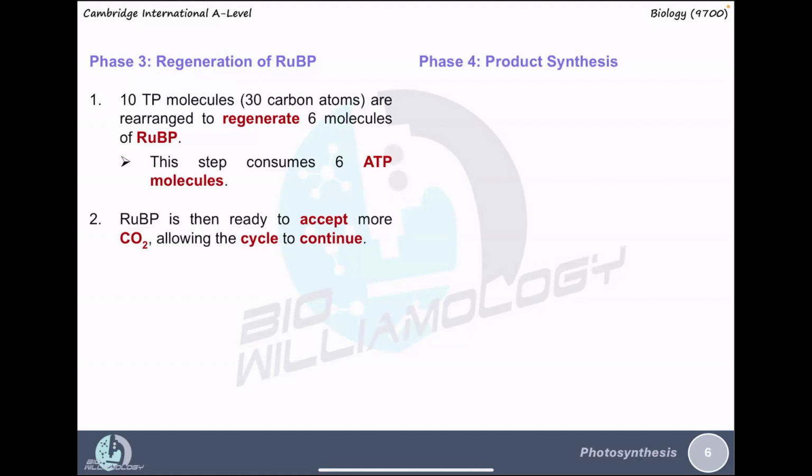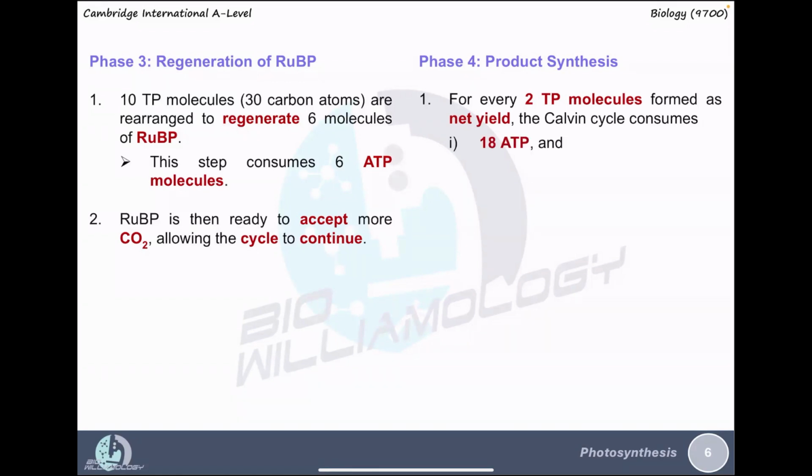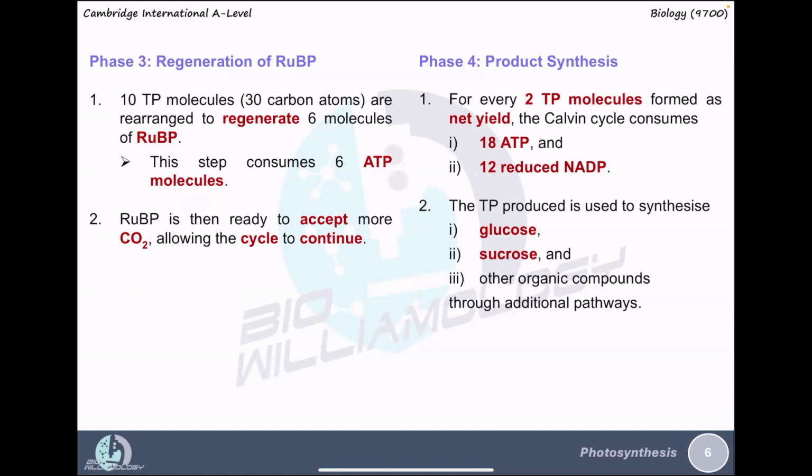Phase 4, which is the product synthesis phase, where every 2 TP molecules form as a net yield, the Calvin cycle consumes 18 ATP and 12 reduced NADP. The TP produced is used to synthesize glucose, sucrose, and other organic compounds through additional pathways.